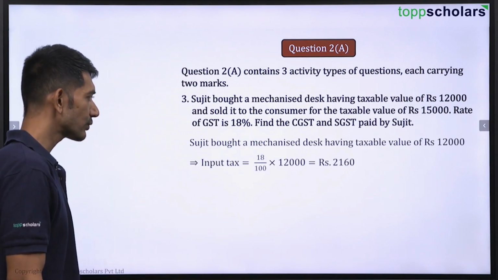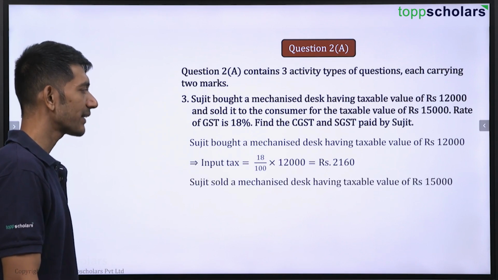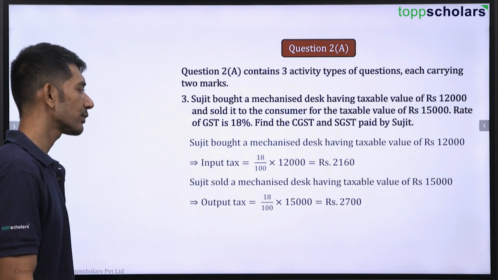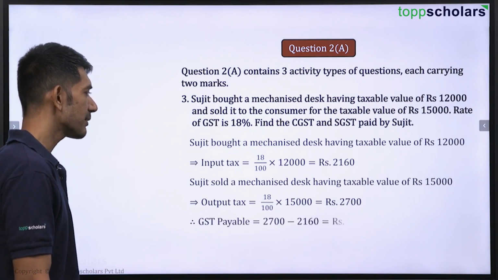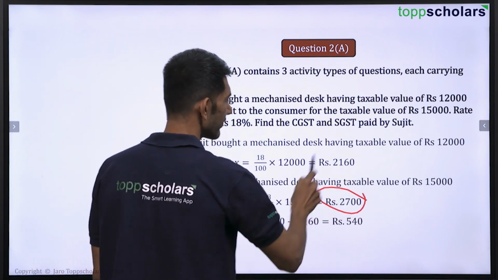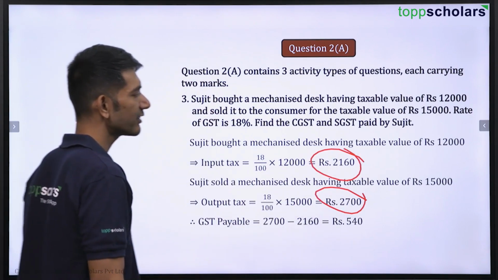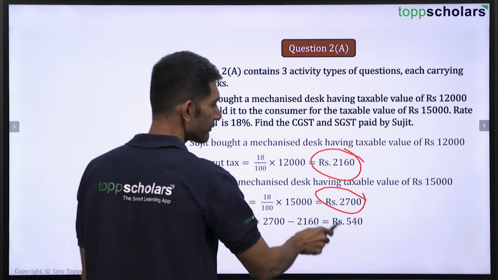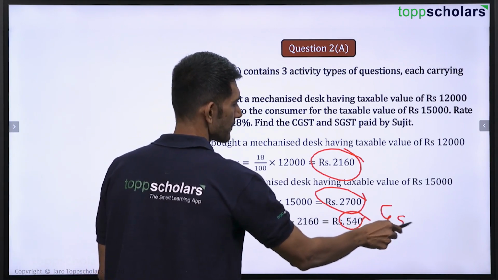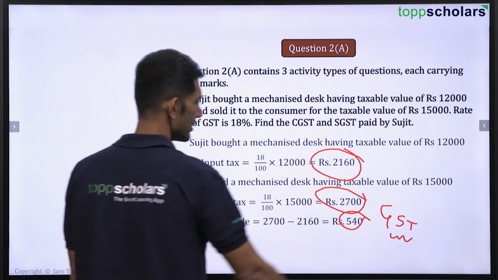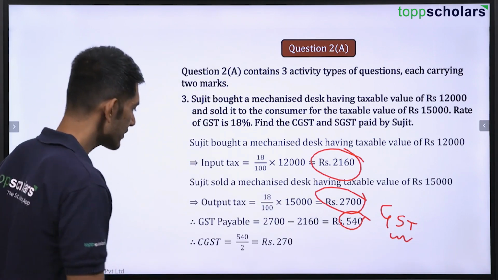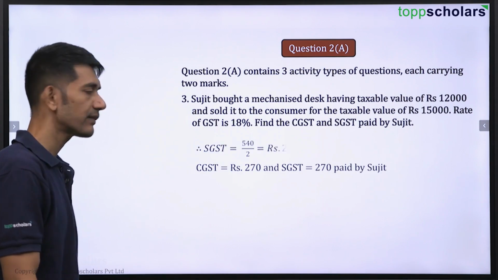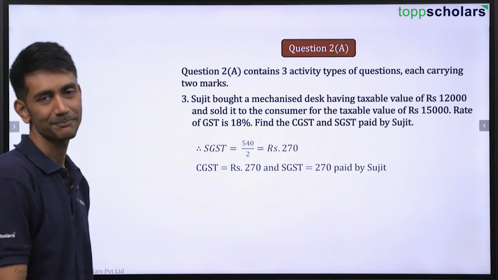He bought it for 12,000, so the input tax is 2,160. He sold it for 15,000, so the output tax is 2,700. Then the GST payable is output tax minus input tax, that is 2,700 minus 2,160, that is 540. 540 is the GST. And then once you get the GST, you can easily find out CGST, which is half of it, 270. You can find out SGST, which is again half of it, that is 270 rupees.